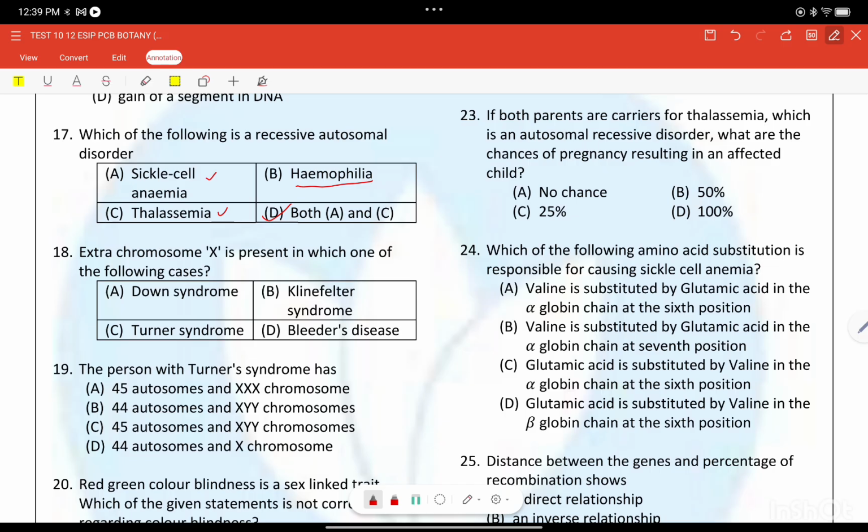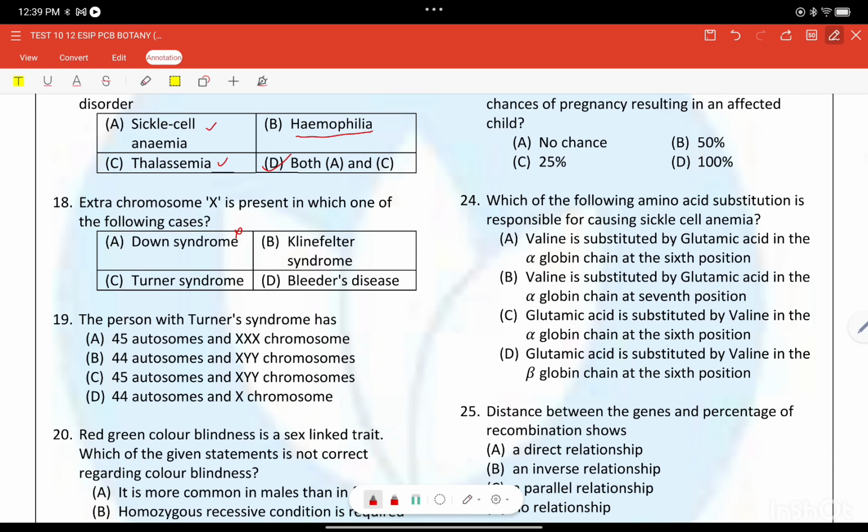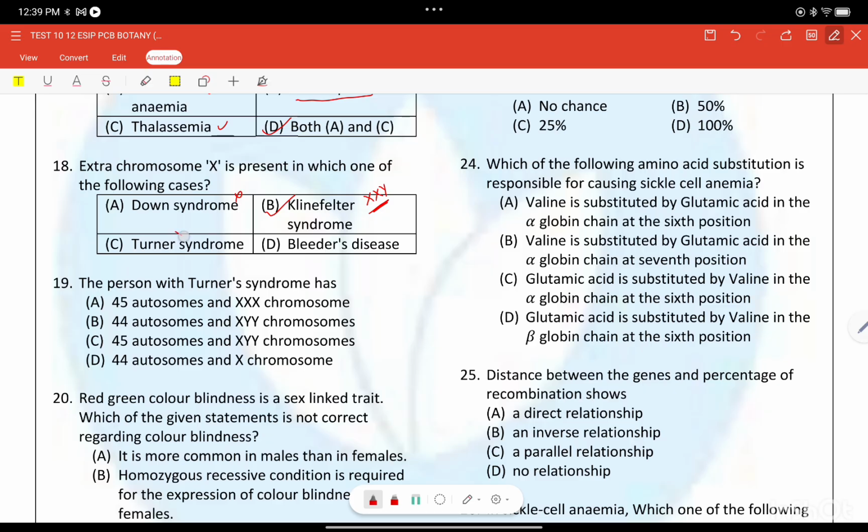Extra X chromosome is present in which of the following cases? In Down syndrome, there is trisomy of 21st chromosome, so that is not the answer. In Klinefelter syndrome, XXY, basically extra X chromosome can be seen. While in Turner syndrome, XO type is present, means absence of one X chromosome.